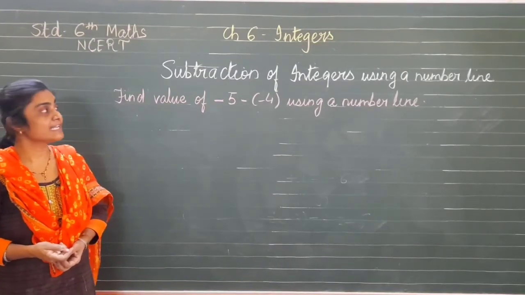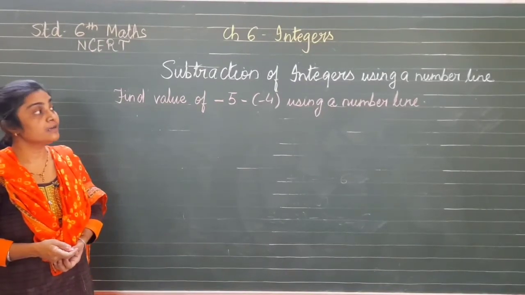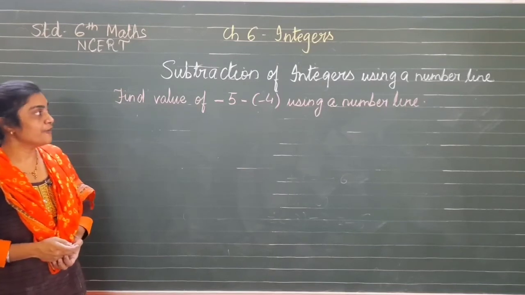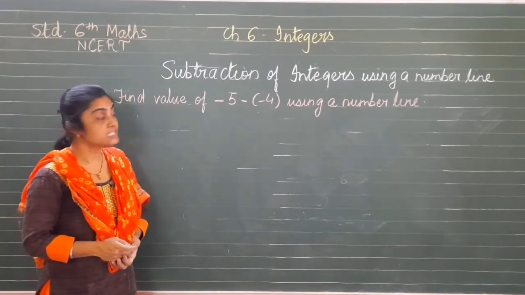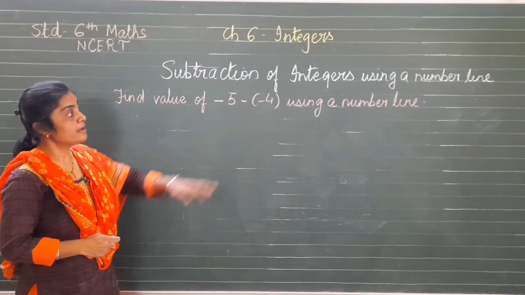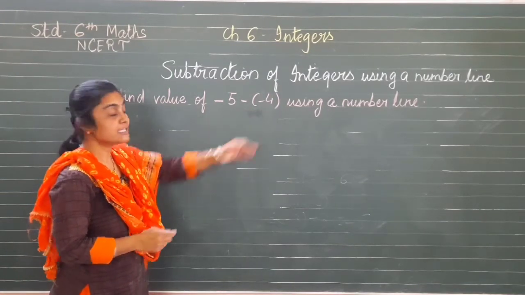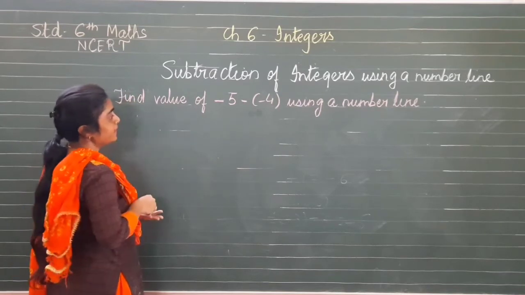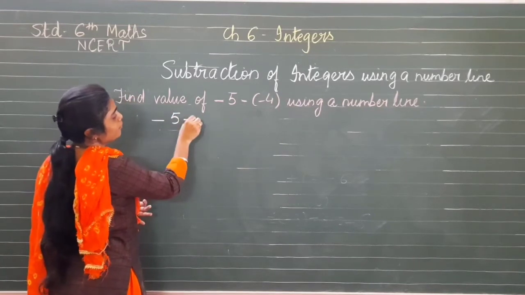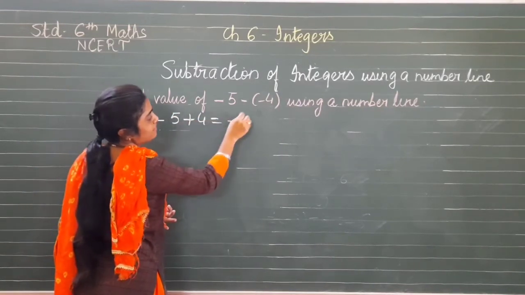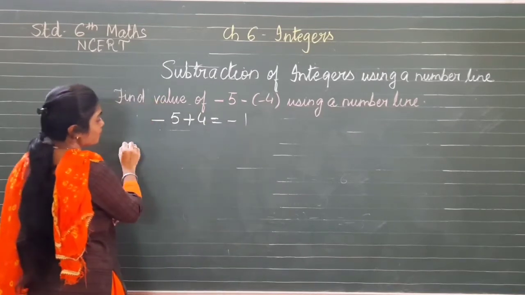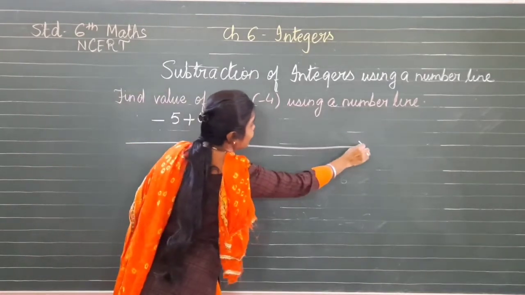Now let us see one example, subtraction of integers using a number line. Find the value of minus 5 minus 4 using a number line. Now we know the additive inverse. The additive inverse of minus 4 is plus 4. So if you solve it, it will become minus 5 plus 4, that will be minus 1. So let us plot it on the number line.